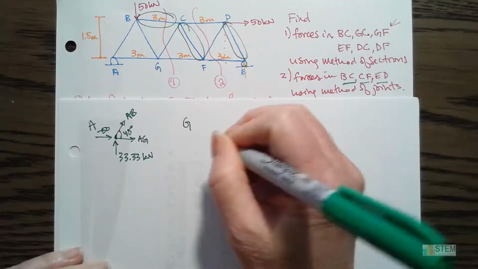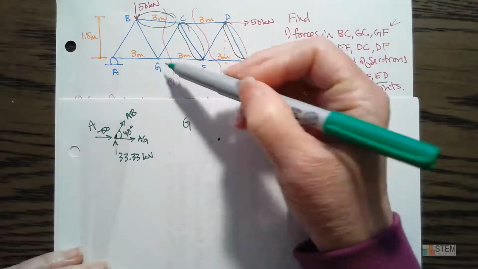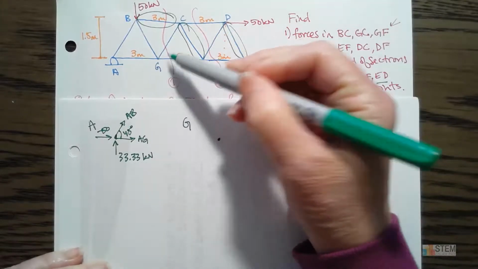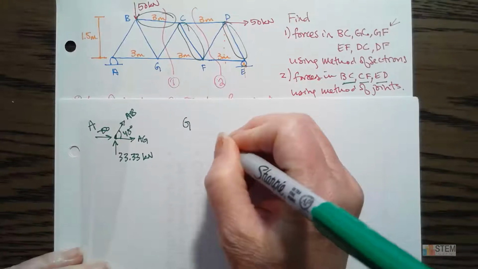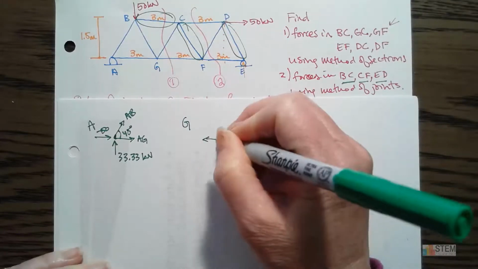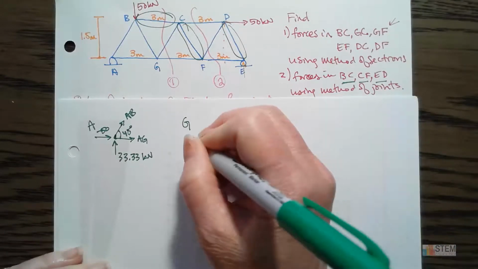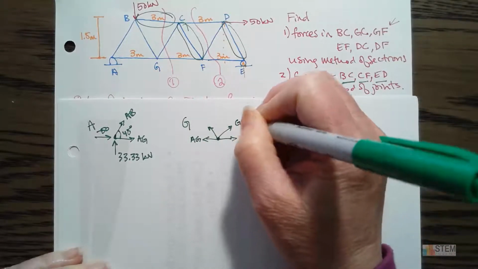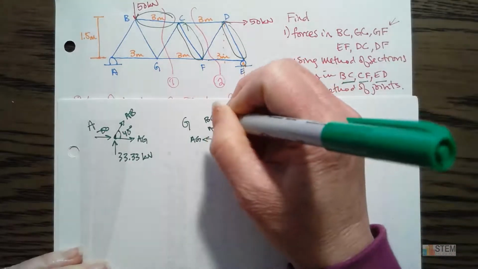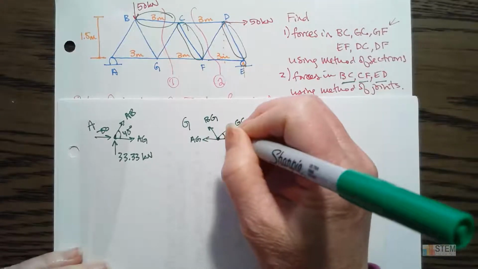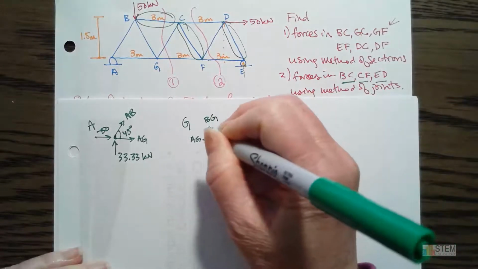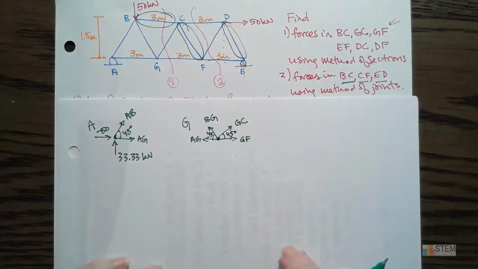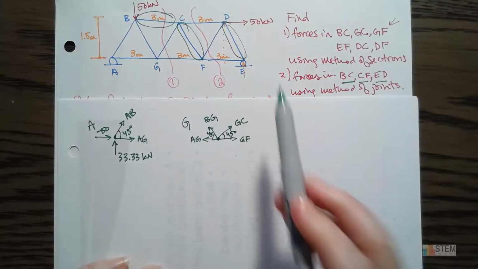Let's put a G up here. So G has four members attached, so 1, 2, 3, 4. So we're just going to draw the four forces all going out, and then we need to label them. So we got AG, GF, GC, BG, and then we've got these angles here. These are 45s.